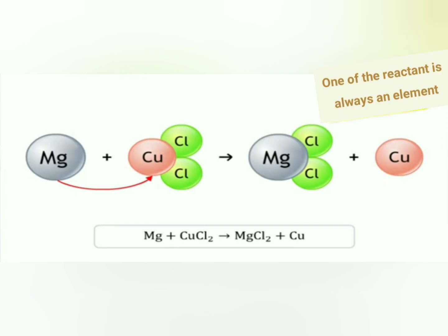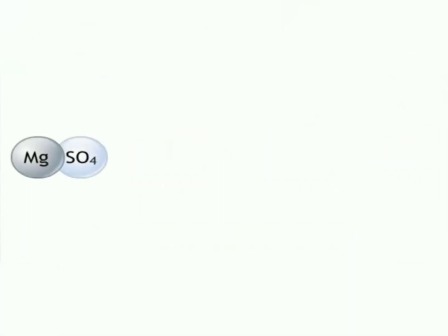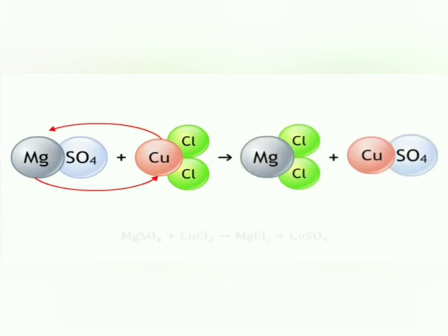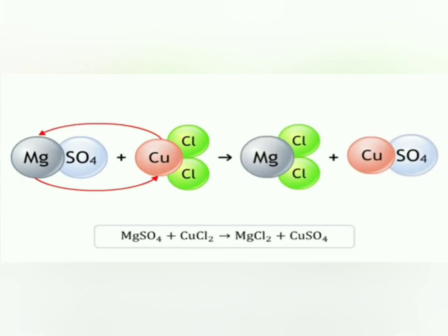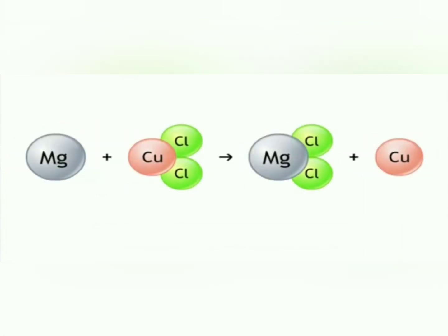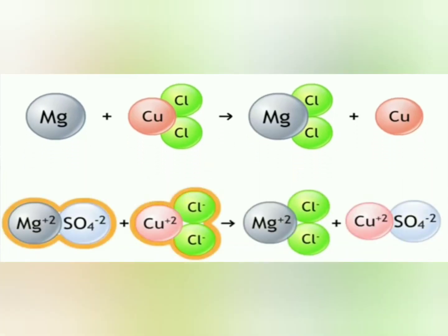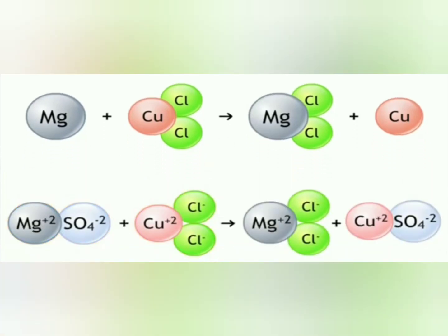Note that in a displacement reaction, one of the reactants is always an element. For example, consider a reaction in which magnesium sulfate reacts with copper chloride to form magnesium chloride and copper sulfate. Even though both reactions have a similarity because a displacement occurs in both, the second one is not a displacement reaction because both the reactants are compounds that exchange ions.